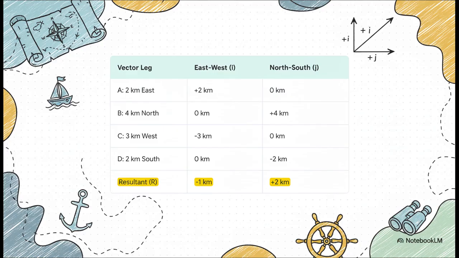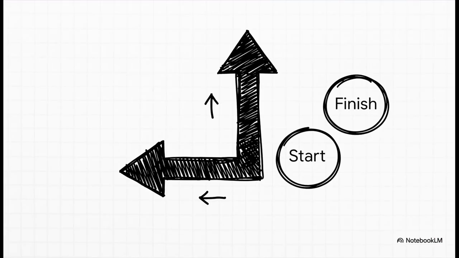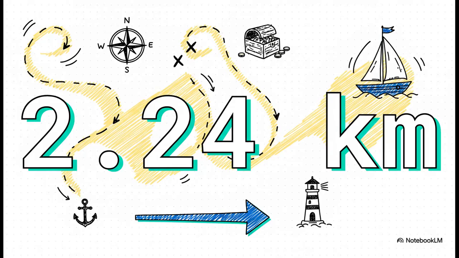It's really that easy. So after all that sailing around, the boat's final position is just 1 kilometer west and 2 kilometers north of where it started. We found the components of our shortcut vector, what we call the resultant. But wait, that's not the full answer yet. Now, using those 2 simple components, 1 kilometer west and 2 kilometers north, we can figure out the true straight-line distance. That shortcut path, as the crow flies, has a length, or a magnitude, of 2.24 kilometers.